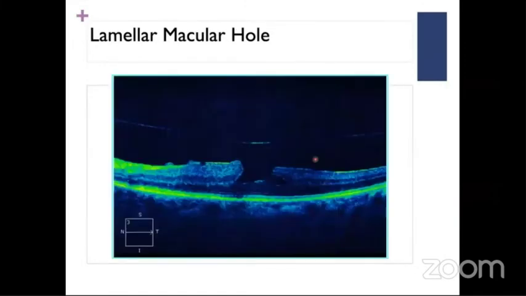So this is a case of lamellar macular hole. There is a discontinuity of the inner retinal layers. However, the outer retinal layers are intact. So there is a mild ERM in the nasal aspect.